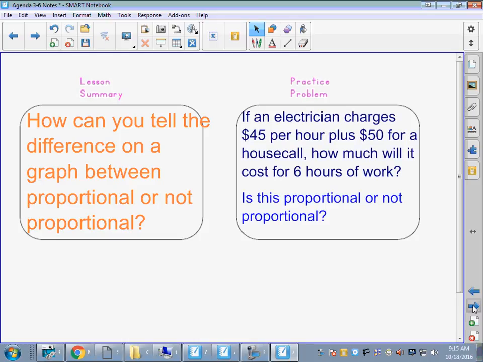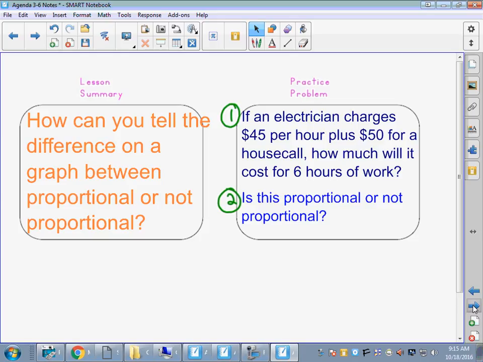And here's a good practice problem for you. If an electrician charges $45 per hour plus $50 for a house call, how much will it cost for 6 hours of work? I want an actual dollar amount. But then I'm asking, is this proportional or not proportional? So the first question, tell me how much it's going to cost for that electrician. Second question, is it proportional or not?